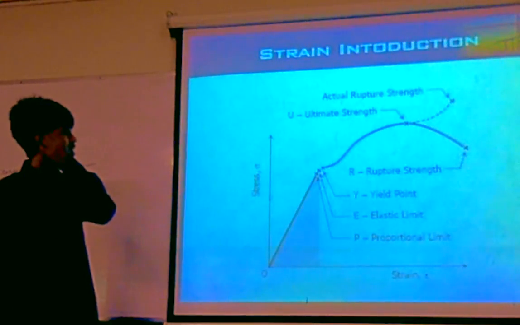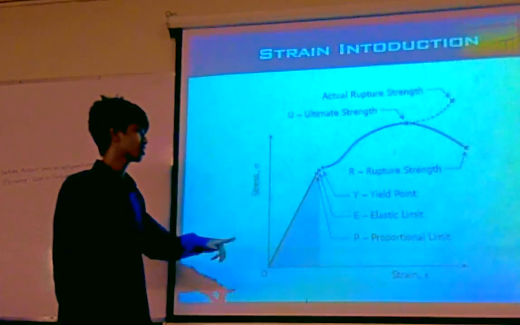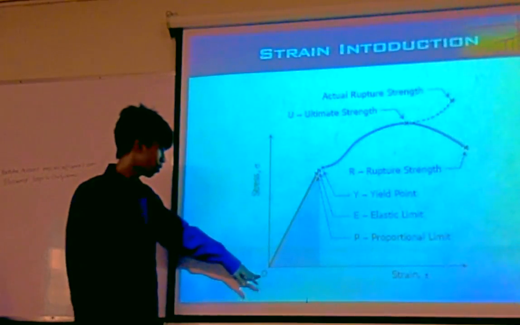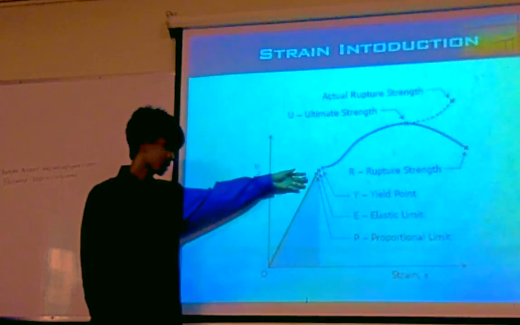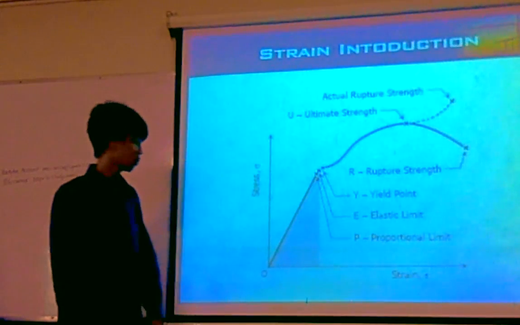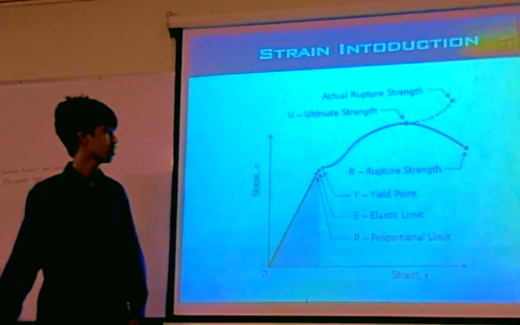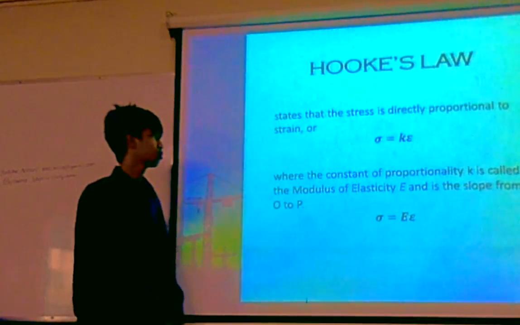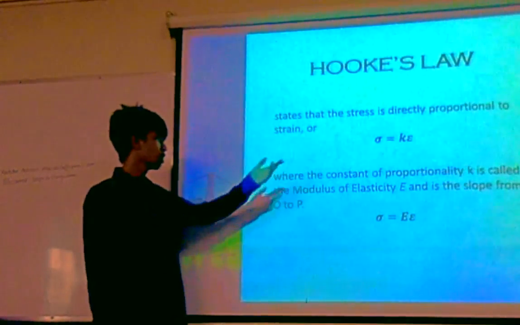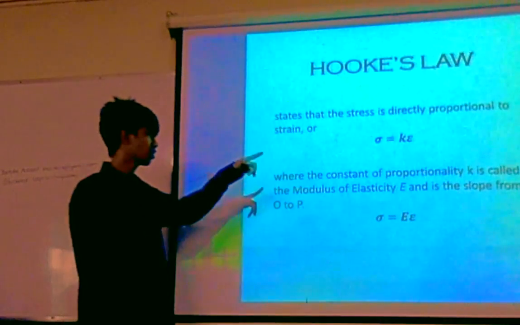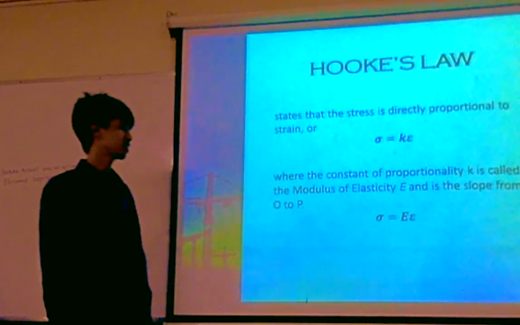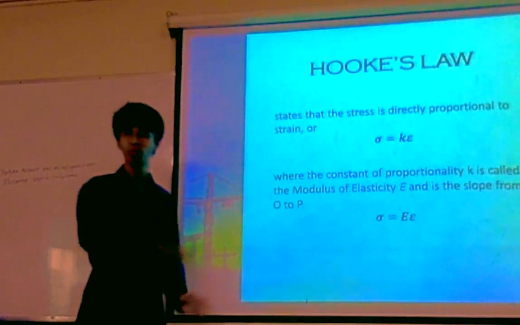So, a brief introduction is the stress-strain diagram. If you notice, from point O to the proportional limit is a straight line. So we can say that the stress is directly proportional to strain, which is Hooke's law, where the constant of proportionality is called the modulus of elasticity E and is the slope from O to B.